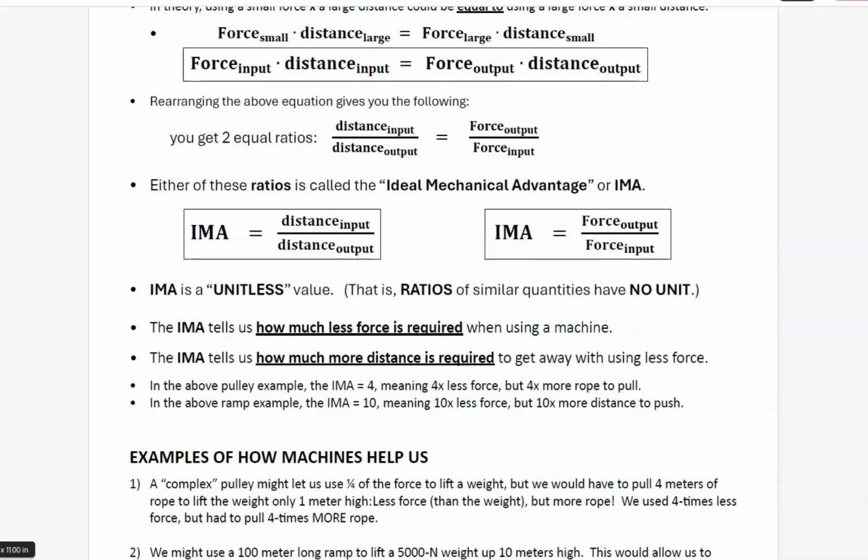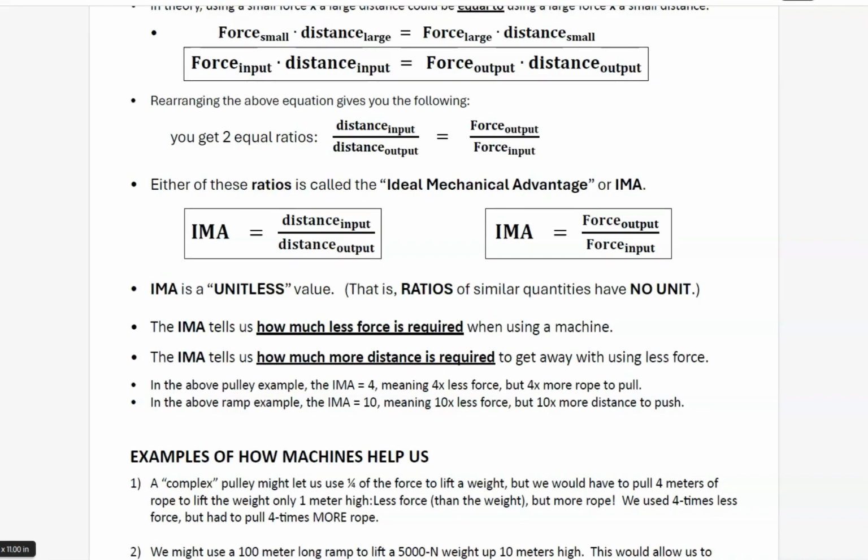So, for example, if you had a pulley and it had an IMA of 4, that means you can use 4 times less force than you need to lift something, but you have to pull 4 times more rope. Likewise, if you had a ramp that had an IMA of 10, that means you can use 10 times less force than you would if you were just lifting an object directly straight up, but you have to push it 10 times more distance than the distance you're lifting it.